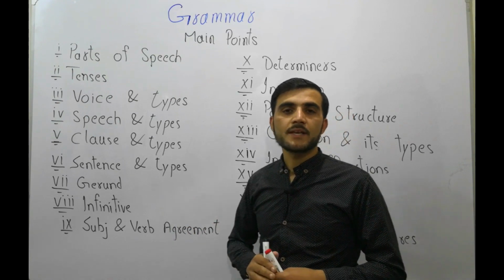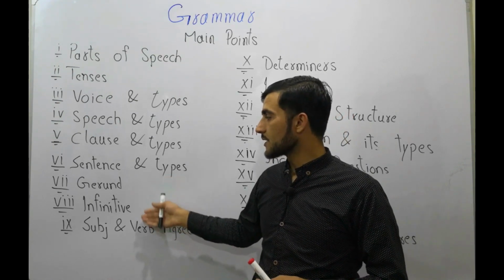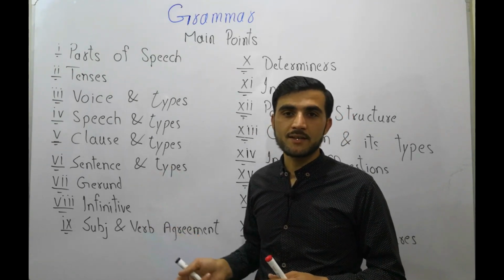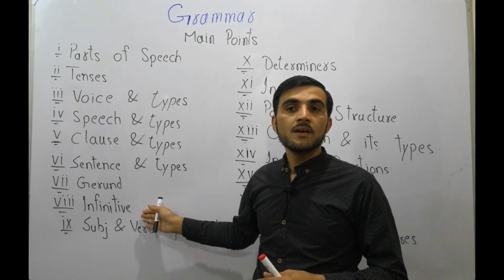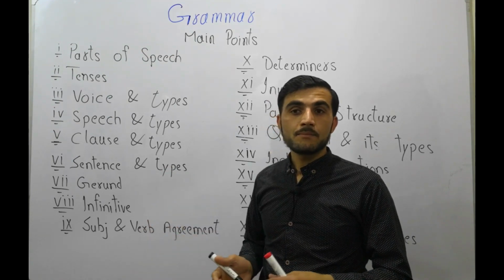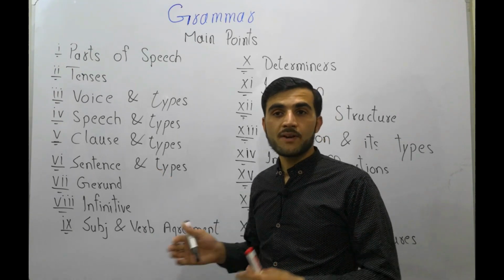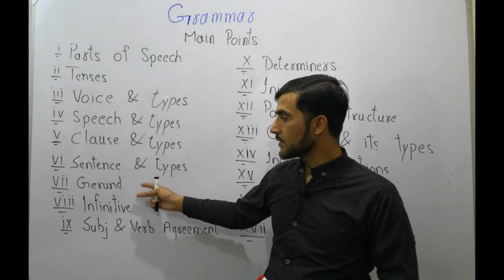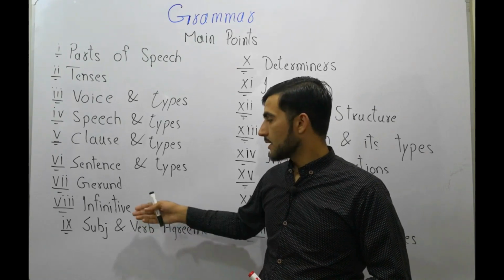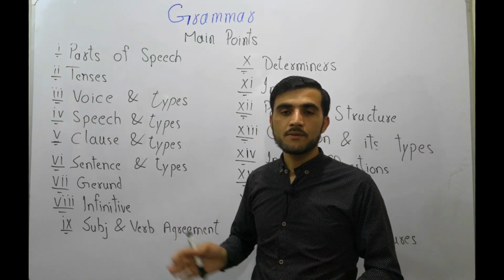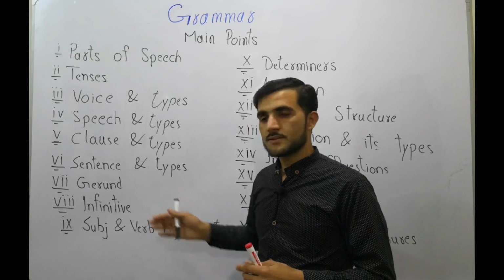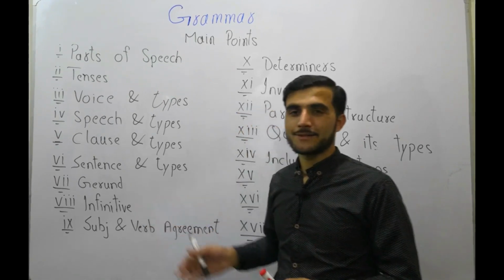The next one is infinitive. Infinitive and gerund both function as a noun. Infinitive is actually "to" plus verb 1 and functions as a noun. Gerund is verb plus ing but functions as a noun. So both these topics are very important. It also has present and past forms. We will be teaching you this, or I'll be teaching you this actually.